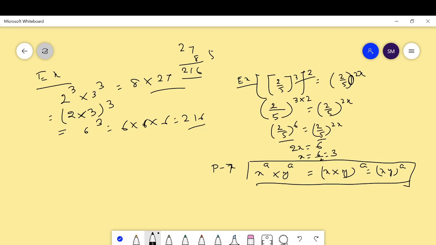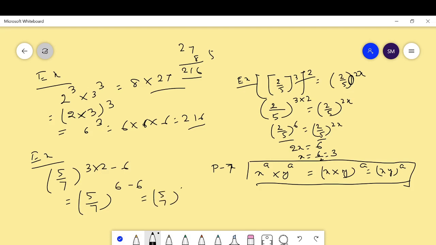Okay, then let us discuss some more examples and some more properties. How can you find out the reciprocal of an exponent? Let us solve some more examples also. Here the question says evaluate the value of (5 upon 7) to the power 3 into 2 minus 6. As you know the rule, here in this case at first you multiply 3 into 2, which is 6, minus 6. This is 5 upon 7 to the power 0, which is equal to 1. Okay. Then let us solve some more examples.